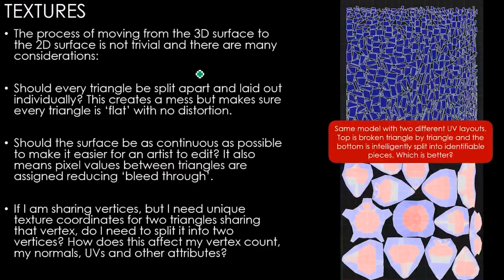Okay. The process of moving from the 3D surface of, say, a triangle or something else for that matter, to the 2D surface is not trivial. And there are a lot of things you need to consider. I'm not trying to scare anyone once again, but the topic can get a little bit deep, and it does take experience to know what's right and what's wrong. So here are some questions. Should every triangle on my entire object be split apart and laid out individually onto this two-dimensional surface?